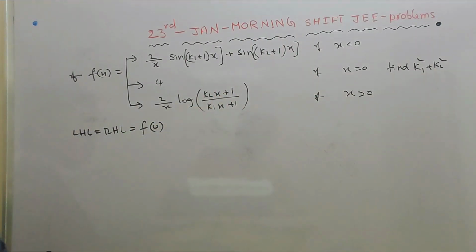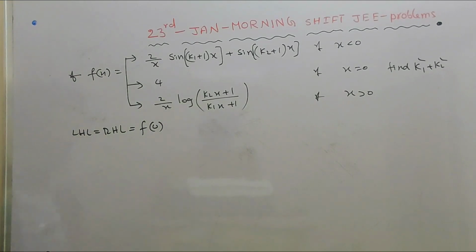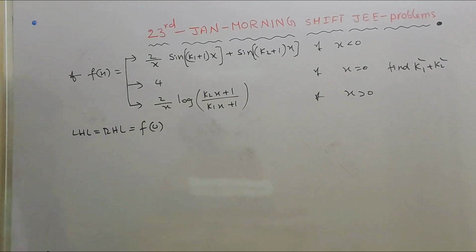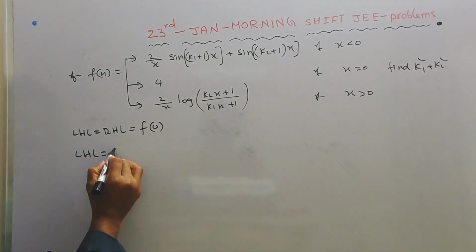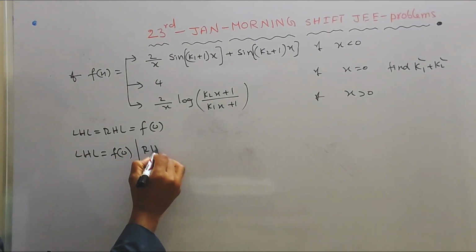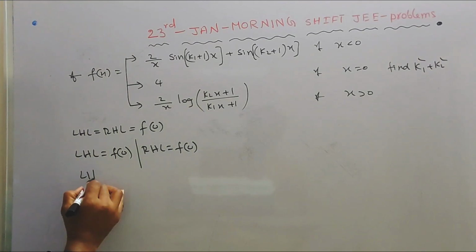At 0, the question is asking what is the value of k1 square plus k2 square. When all the functions are continuous, we know one condition: LHL is equal to RHL is equal to f of 0. That means here we can take LHL is equal to f of 0 as well as RHL is equal to f of 0. Then what is the value of f of 0?